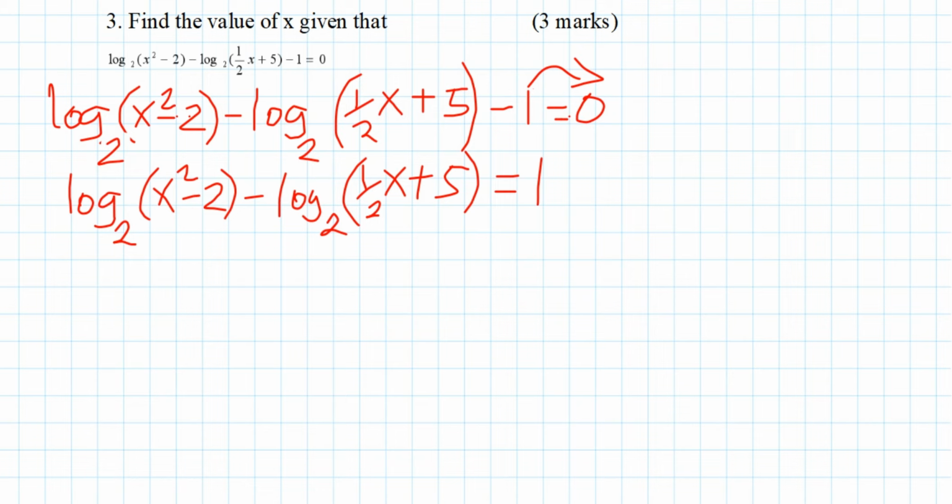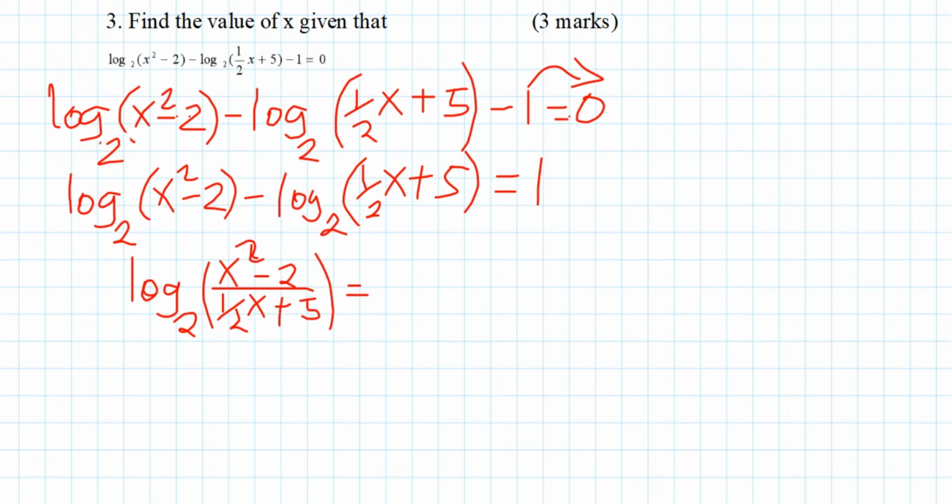So now on the left hand side, we can collapse the two logs into a single log. And since the base is the same, the laws of further logarithms apply. So when we collapse this into a single log, we're going to have the log to base 2 of (x squared minus 2) divided by (half x plus 5), and this is going to give us positive 1. So this way, we have been able to collapse everything into a single log.